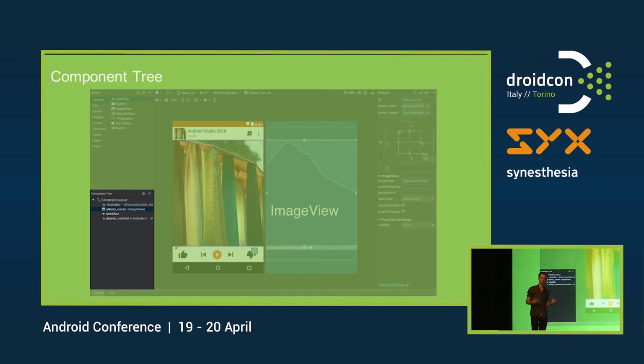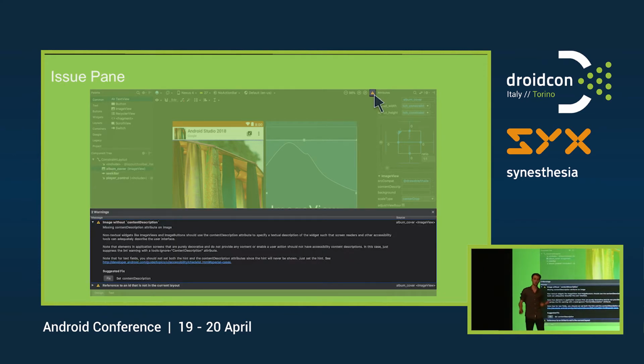So for example, with constraint layout or with frame layout, you might have some components overlapping each other. So what you want to do is use the component tree to decide which one is painted first. The component on the top will be drawn first, and the one on the bottom will be drawn later, so that it will be overlapping the first one. Finally, we have the issue panel, the error panel, that you can trigger either by clicking the E key or the button on the top right.